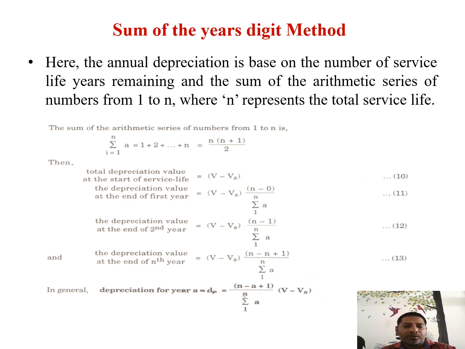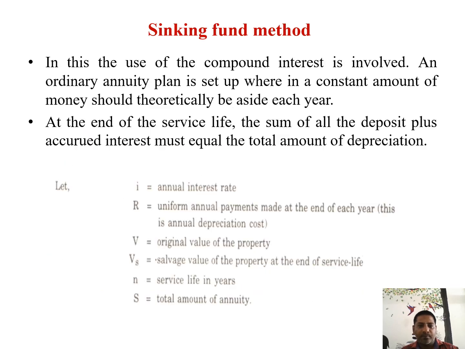It is the total depreciation value at the start of the service life, V minus Vs. The depreciation value at the end of the first year is V minus Vs into n by the summation of 1 to n. That is the depreciation of the second year and also the final year. And the depreciation at the end of year A equals (n minus A plus 1) by the summation of n into (V minus Vs).